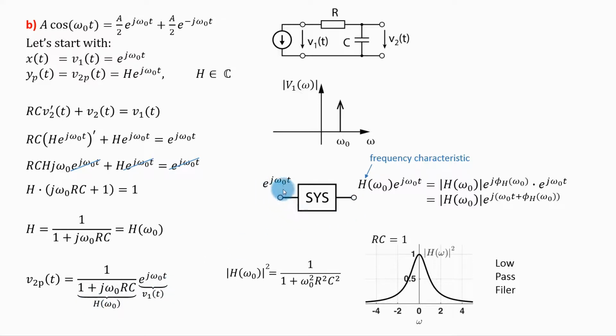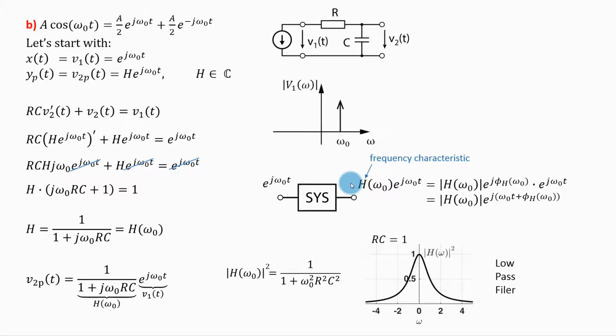Here I have drawn it graphically. If I feed the system a complex exponential like this one, I will get the same exponential, but it will be multiplied by this complex number. Now this complex number can be written using its magnitude and phase like this. Here you can combine these two exponentials and you get this. And here you can see that the magnitude of h will tell you how your exponential is amplified, and the phase of h will tell you how it is phase shifted. So this function h as a whole will tell you how your input will be changed in magnitude and in phase at frequency omega naught.